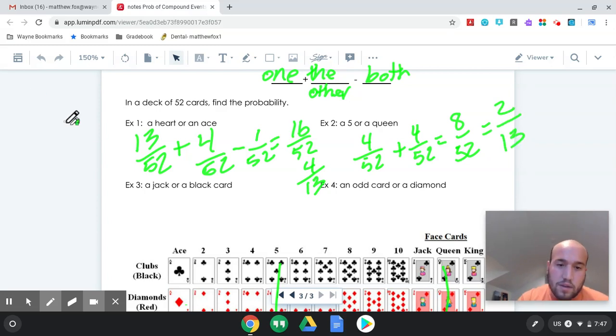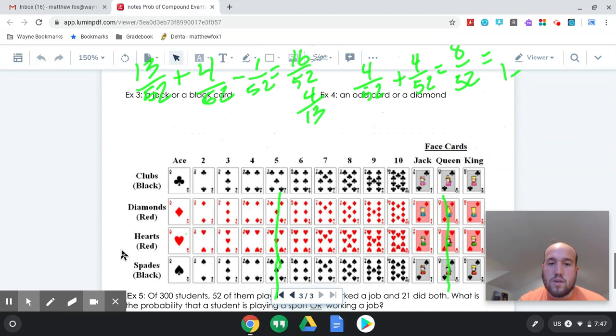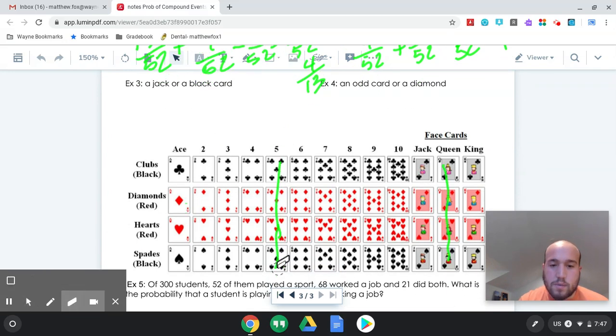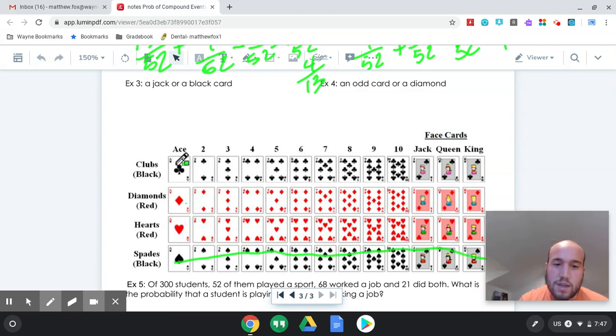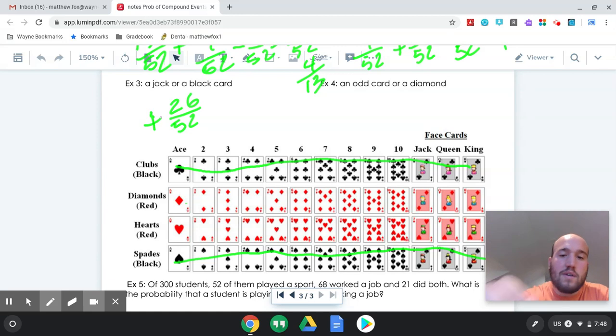Okay, now let's talk about this one. What's the probability that we get a jack or a black card? Okay, so first let me erase these. Probability that we get a jack or a black card. So hopefully you know black cards, there's 13 spades, there's 13 clubs. Okay, so that results in 26 total out of 52. Sorry, that was event B. I should have done jack first, but hopefully over here you can see there are 4 jacks. So we're going to do 4 over 52 for event A.